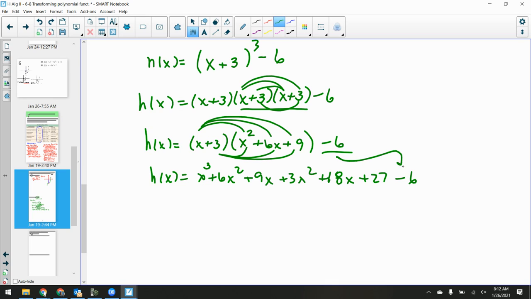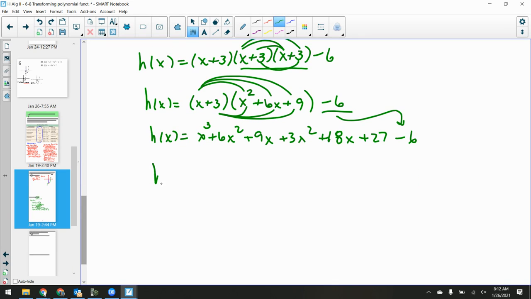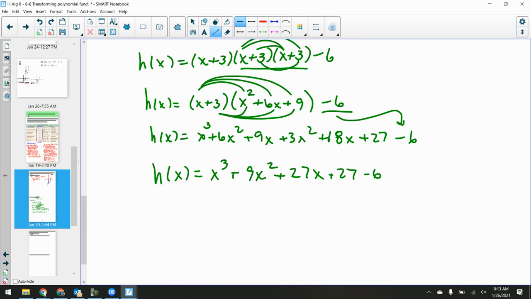Guys, honestly, that's one of the pieces where people will forget. If you've got something adding or subtracting out there on the end, there's a tendency to forget that. Please don't do that. All right, so my final h of x is x to the third plus 9x squared plus 27x plus 27 minus 6. You can actually take 27 minus 6 to make 21.